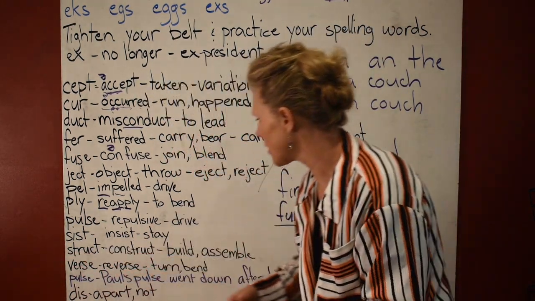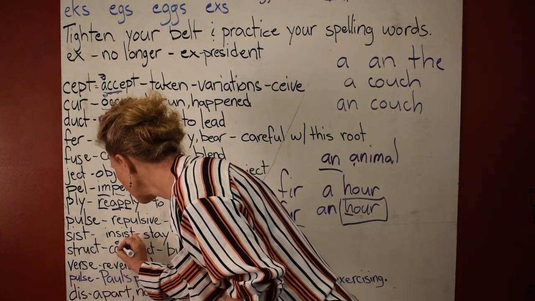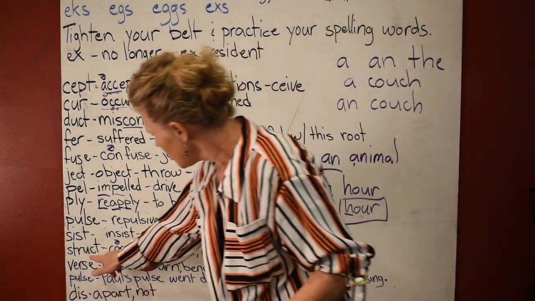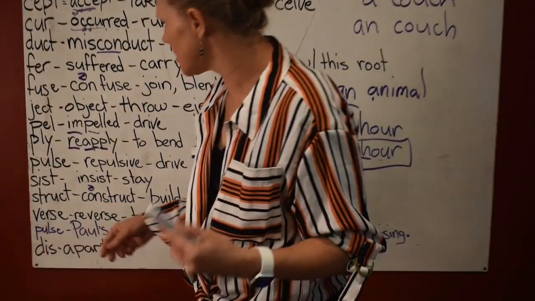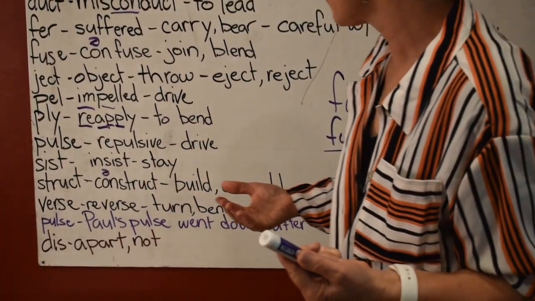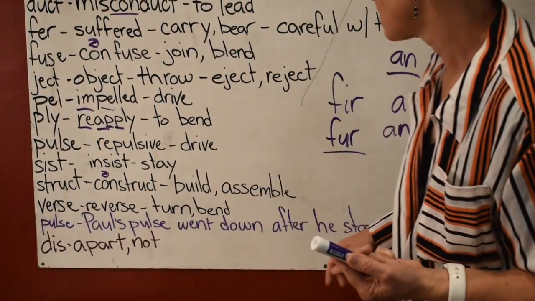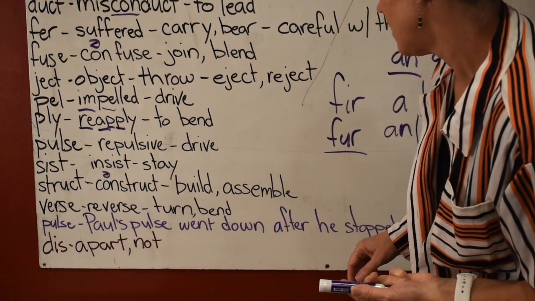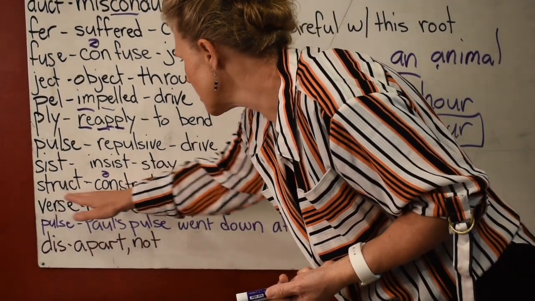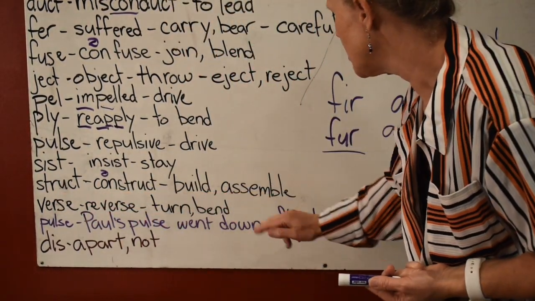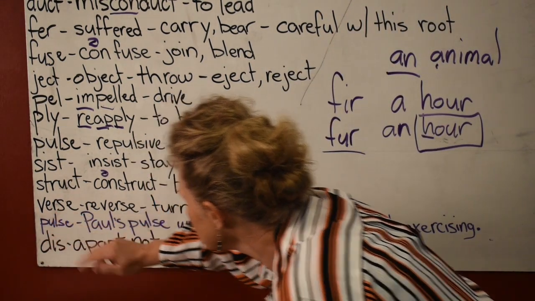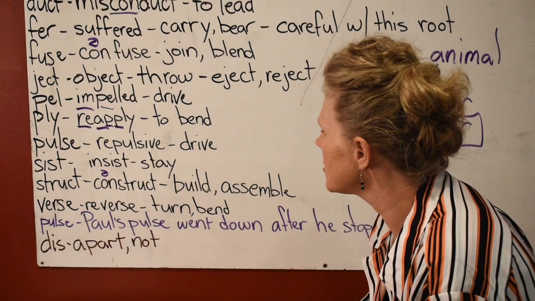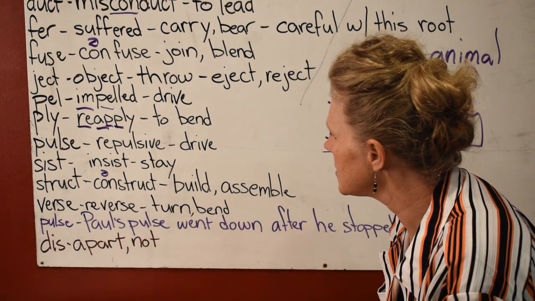Struct, construct. See how this one turned to schwa? But things like this, you don't have to worry about. It's when it's consonant, vowel, consonant that you worry about the doubling rule, right? So construct means to build, assemble. Verse, the word reverse, turn or bend.